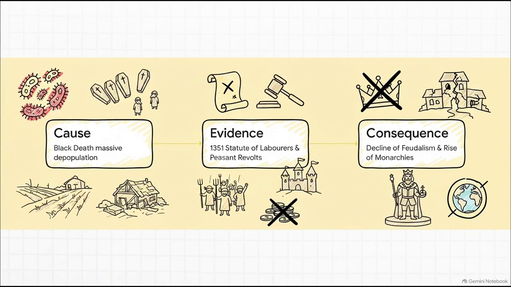And finally, step 3, the ultimate consequence of all this chaos was the demise of the feudal system and the rise of far more centralized monarchies.